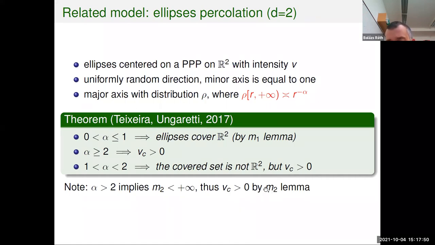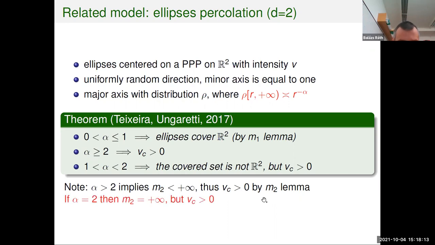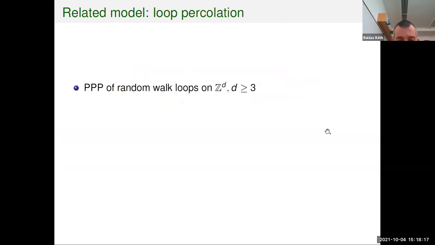So this model shows that in two dimensions, the second moment lemma is not sharp, because you can choose these animals, at least in continuum space, in a way that the second moment is infinite. So if alpha is equal to 2, then the second moment is infinite, but you have non-triviality of phase transition.